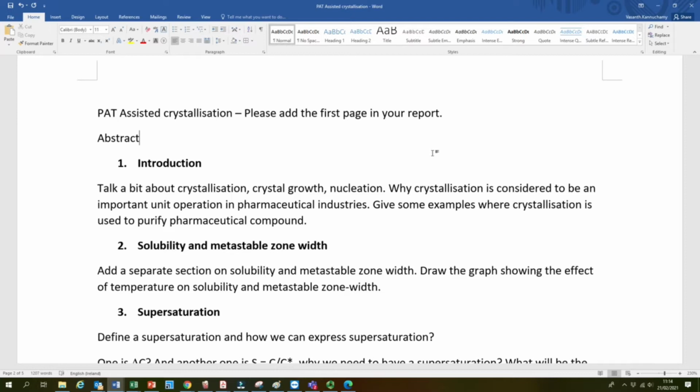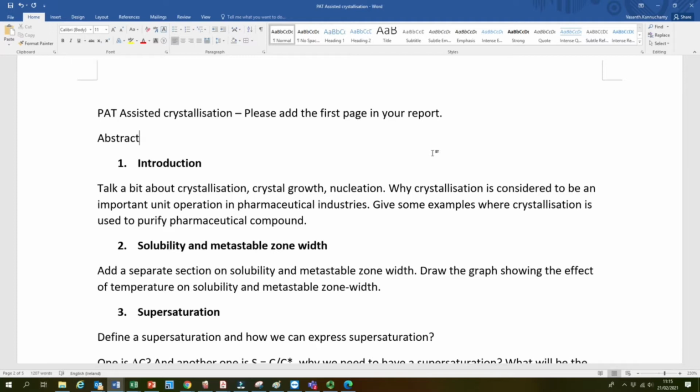So if you want, you can state the abstract like: crystal growth experiments were performed at 20 degrees centigrade, our studied compound is paracetamol, and using isopropanol as our solvent. And for this lab, we studied the effect of seed loading on the crystal growth kinetics, and we integrated a crystallization unit with 3 different PAT tools, FBRM, FTIR, and PVM, and so on.